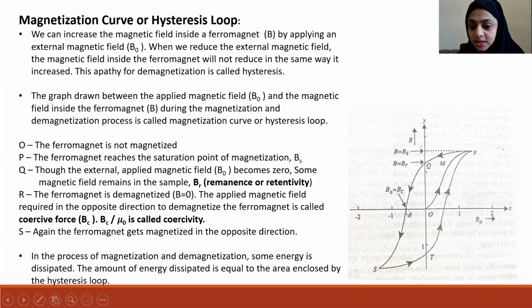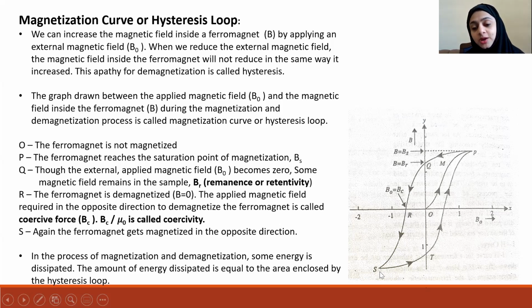Now, once it gets completely demagnetized, let us see what happens when we continue applying the external field in the opposite direction. Here you can see it gets magnetized in the opposite direction, which means the magnetic field inside the material increases in the opposite direction, that is along the negative y-axis. So here the magnetic field increases until it reaches the saturation shown by S. Again, the ferromagnet gets magnetized in the opposite direction and reaches its saturation point.